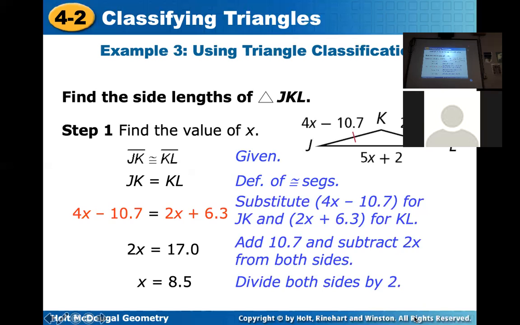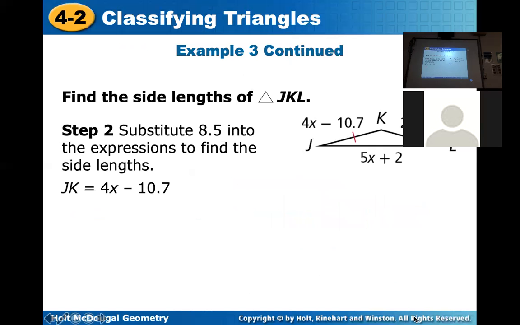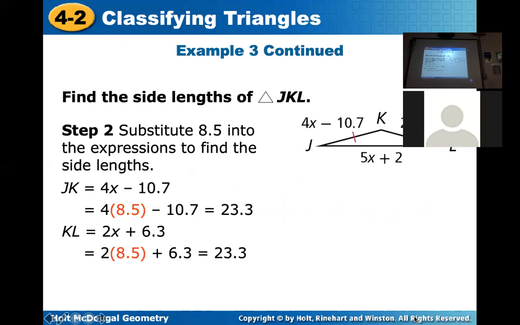So now I know what X is. That's not my answer though. I have to find the side lengths. So I'm going to substitute 8.5 into all of these, and I should find JK and KL to be the same. If JK and KL are different, then you did something wrong. Your X value is not correct. In this case, we got 23 and 23, so that's good. That checks out. That means my answer should be right. And then JL is 44.5.